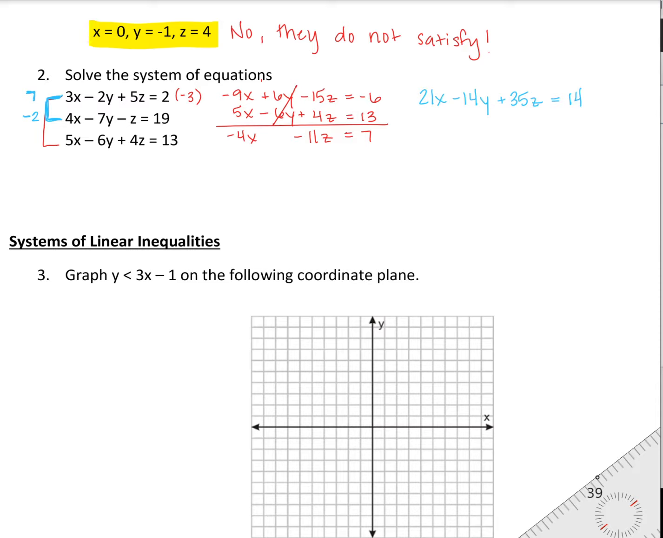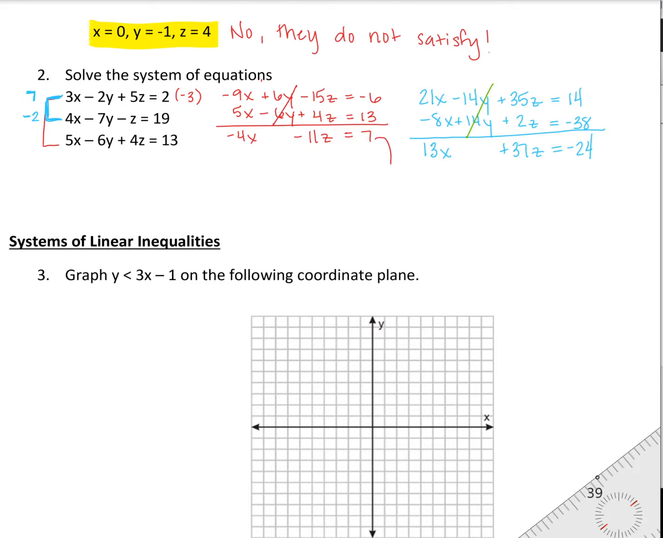Now I distribute that -2, so I get -8x plus 14y plus 2z equals 19 times -2, which is -38. All right, draw my line. I know that my y's should cancel out because I need both of them to cancel out. So I'm going to do 21 minus 8 to get 13x, plus 37z equals -24. All right, so I have x and z.